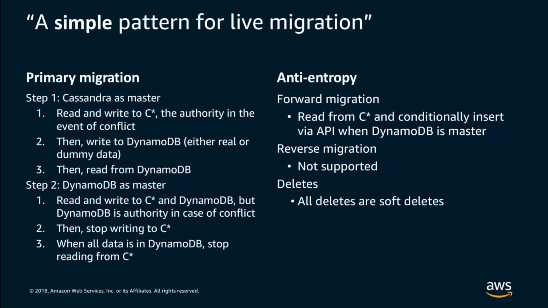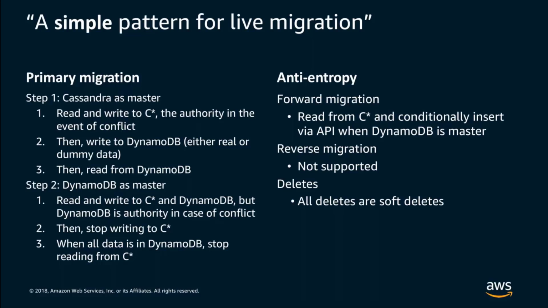Now we're going to dig into a pattern for live migration. This is one pattern based on what one of our customers did. So what we have here is two phases, two steps. So step one is Cassandra's master. Step two is Dynamo's master. And basically, you only have one master database whenever you're doing a live migration from one to another. And in this simple pattern, what we're doing is requiring a forward migration. So we can't go back, and we always want to make sure that we have one authority for data.